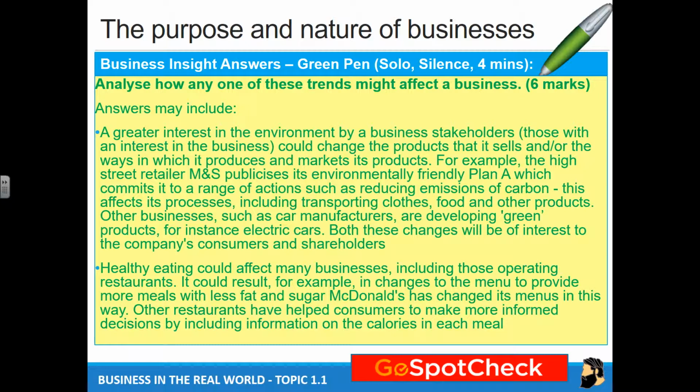Other restaurants have helped consumers to make more informed decisions by including information on the calories in each meal. So they've taken it a step further by saying, look, yes, we're selling this item, but please be wary. This is how many calories it's got, and so on and so forth. So making people more concerned and more knowledgeable about what they are taking in and putting inside their bodies. Again, showing that they care and being a part of this change and trend in the lifestyles of consumers nowadays.